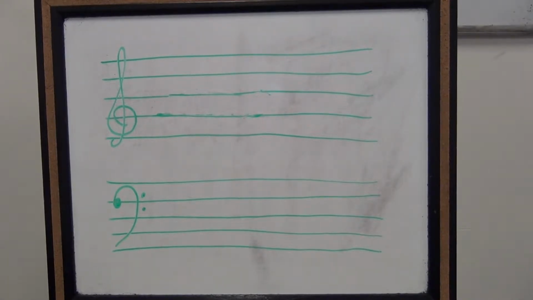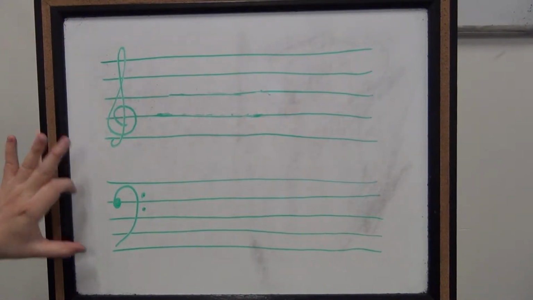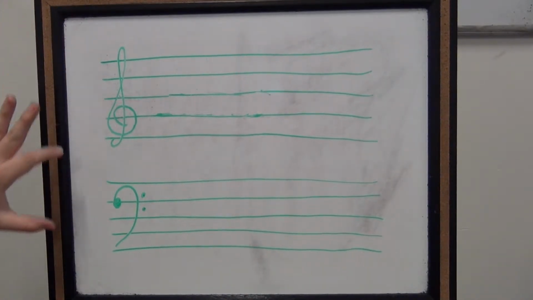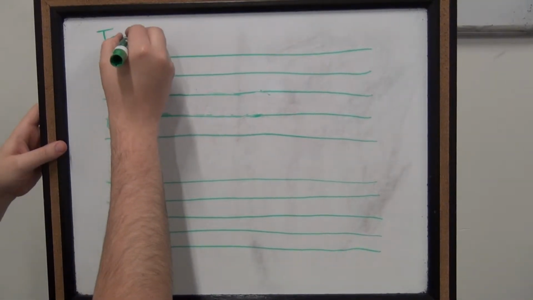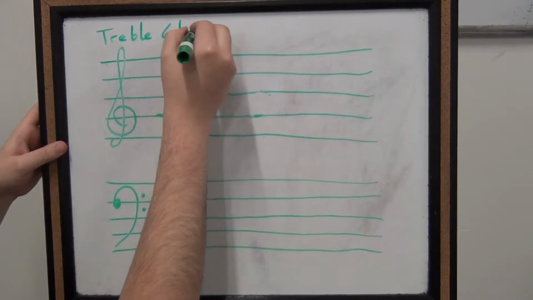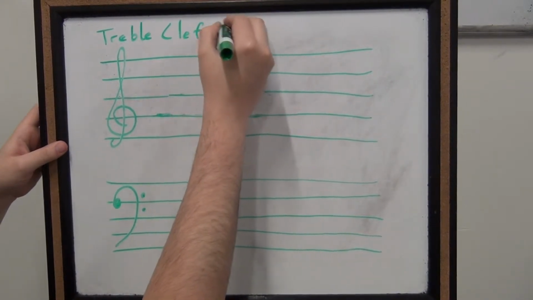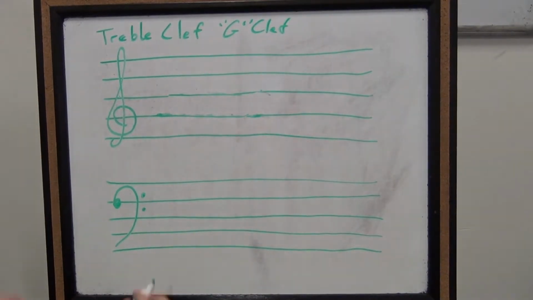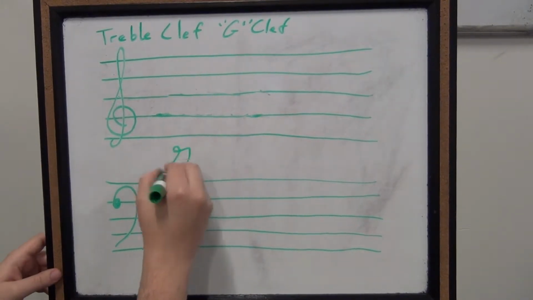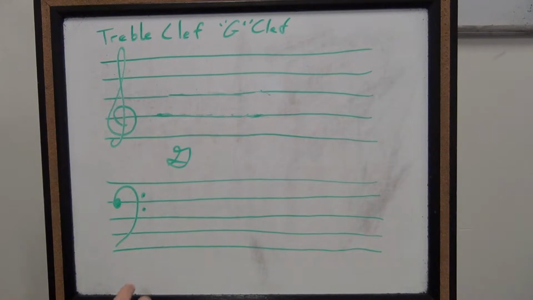So as a pianist or piano player, you need to be able to read 2 clefs, treble clef and bass clef. We use treble clef for high notes, we use bass clef for low notes. So treble clef also has a second name. Aside from treble clef, you can also call it the G clef. And it's called a G clef because it kind of looks like a cursive or calligraphy G. That's kind of where its design comes from.